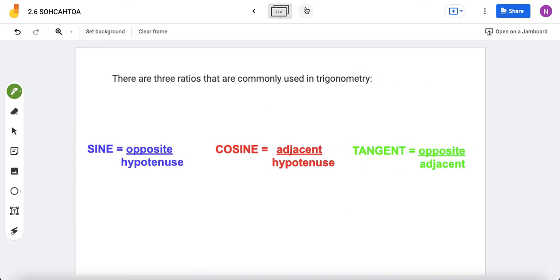So there's three ratios that are commonly used in trigonometry. We have sine, cosine, and tangent. Now sine, that's equal to the opposite divided by the hypotenuse. Cosine is adjacent divided by hypotenuse. And tangent is opposite divided by adjacent.